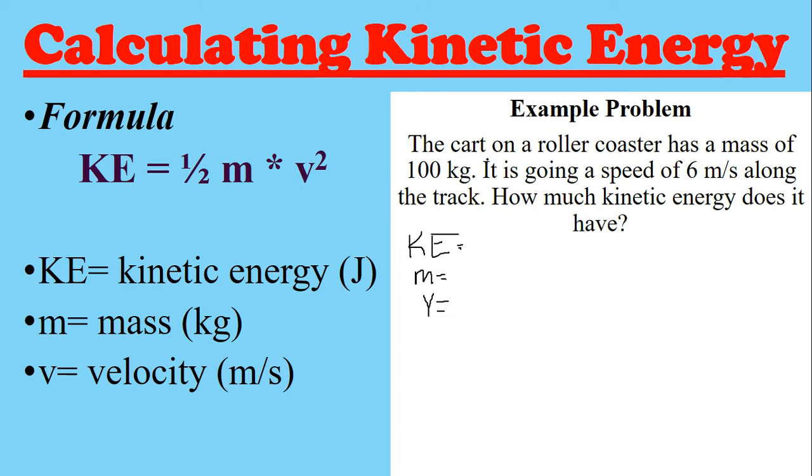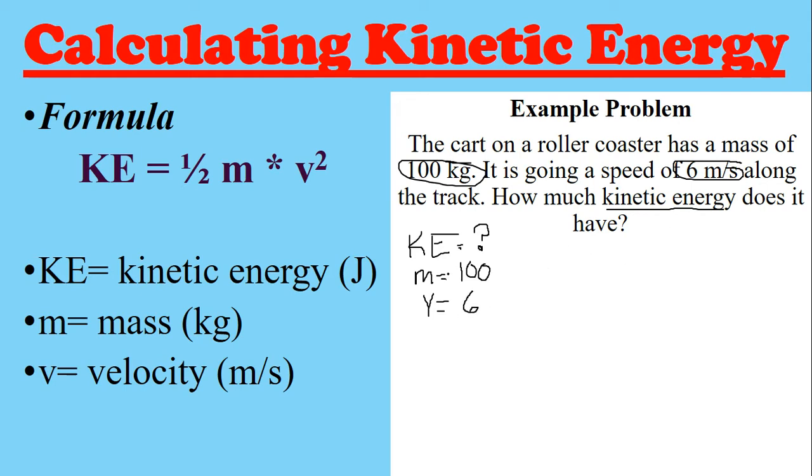It says the cart on a roller coaster has a mass of 100 kilograms and is going at a speed of 6 meters per second along the track. How much kinetic energy does it have? So what are we trying to find? We're trying to find kinetic energy. So since we're trying to find kinetic energy, that's the question mark. m is the mass. The mass up here is 100 kilograms. And v is velocity, and it is 6.